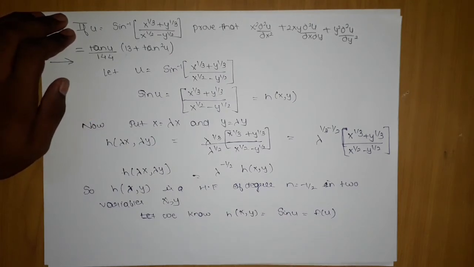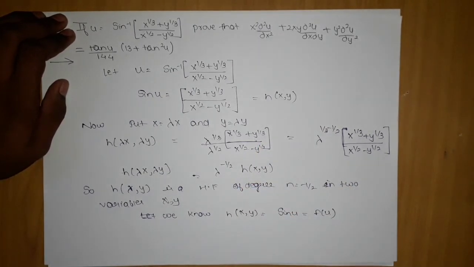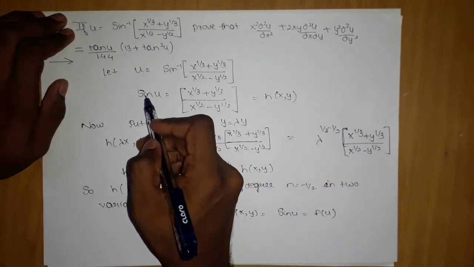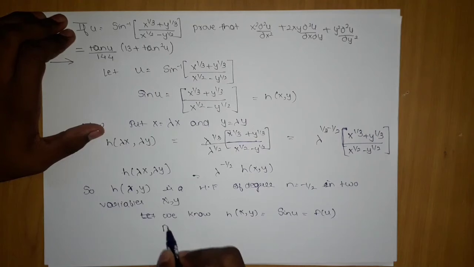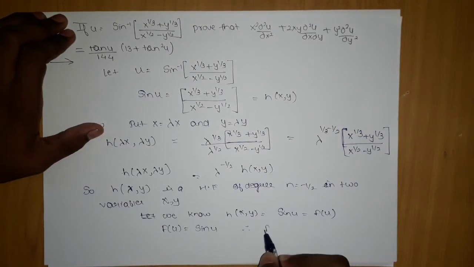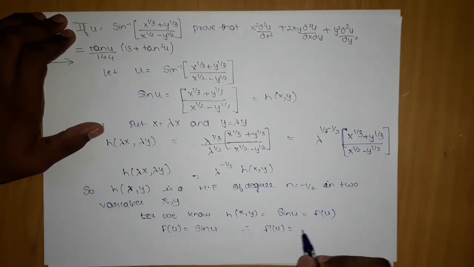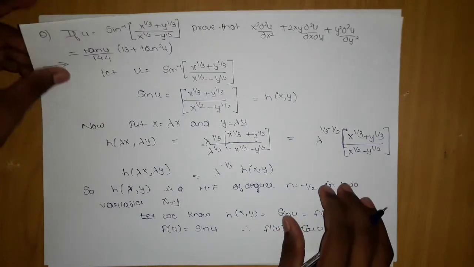That is the process. Keep in mind you have to prove h of x comma y is homogeneous to get the degree n. Then you have to consider f of u and get f of u upon f dash u. So f of u equals sin u, therefore f dash u will be nothing but cos u, right? And I already know minus 1 by 2.